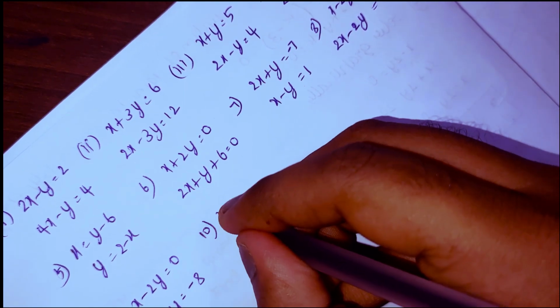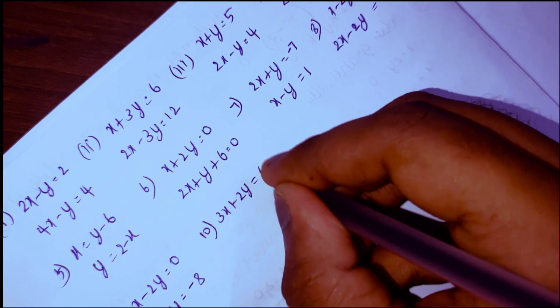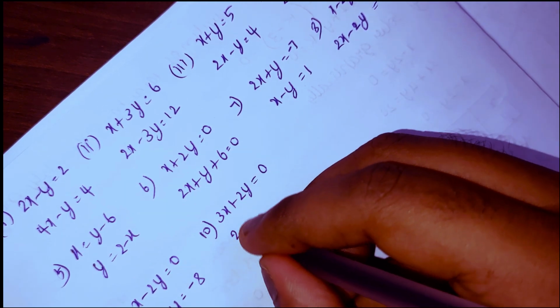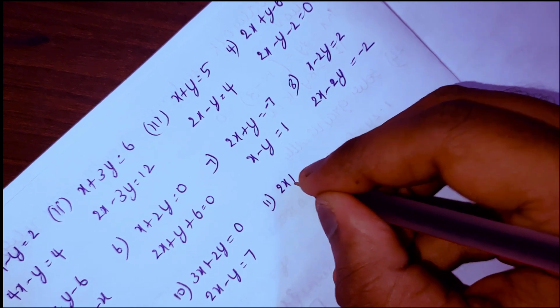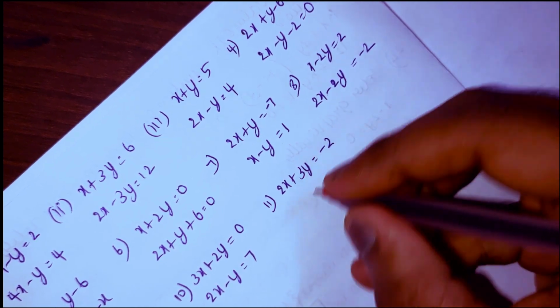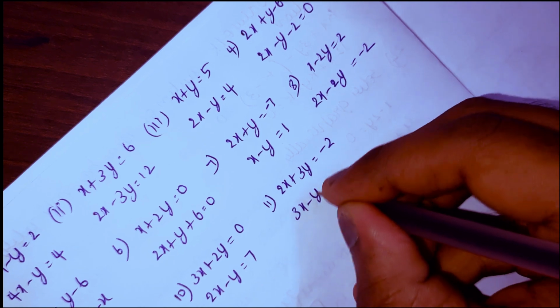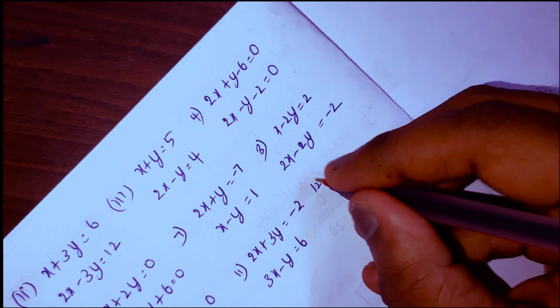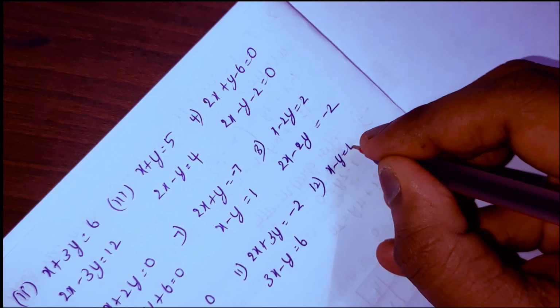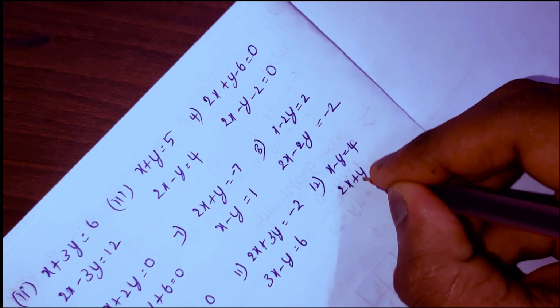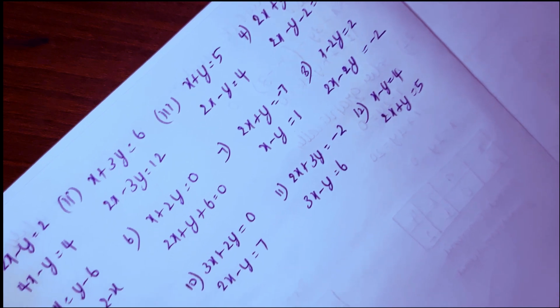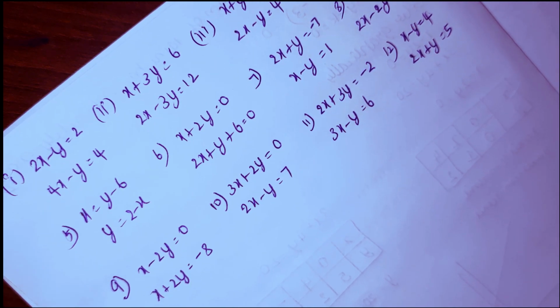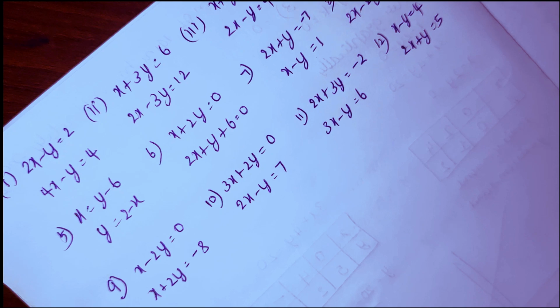10th one: 3x plus 2y is equal to 0, and 2x minus y is equal to 7. 2x plus 3y is equal to minus 2, and 3x minus y is equal to 6. x minus y is equal to 4, and 2x plus y is equal to 5. If you draw the graph and you get any doubt, ask that in the comment section. I will solve that for you.